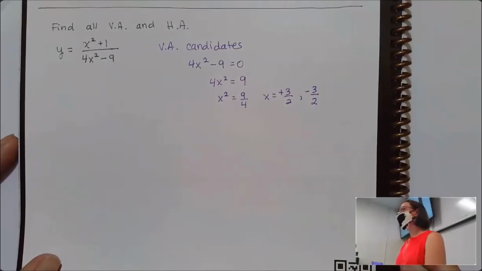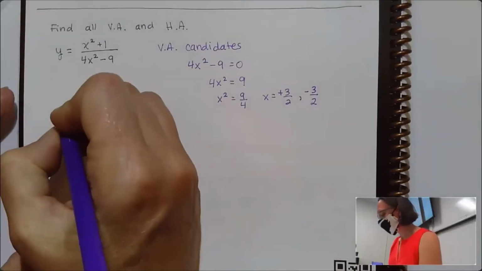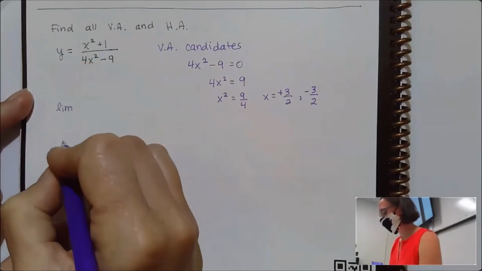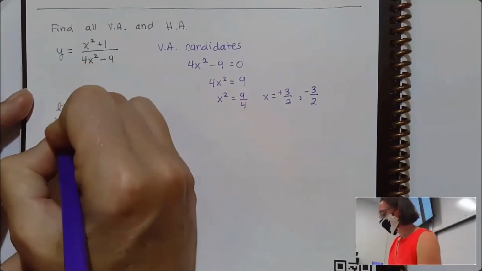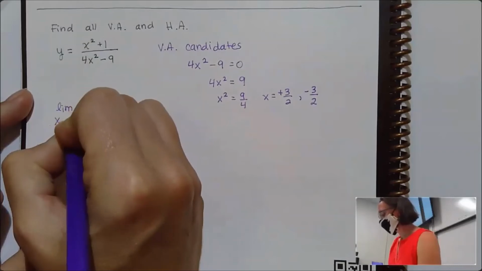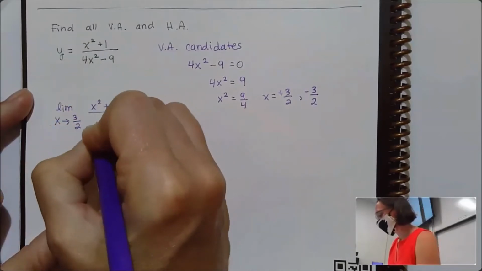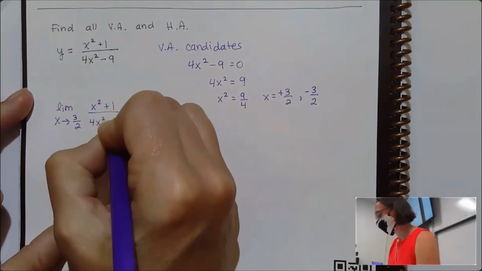If we get 0 over 0, we've got to do some algebra. It's probably not a vertical asymptote. But as long as we get a number over 0, it was a vertical asymptote. We can move on with our lives. So I'm going to check as x approaches 3/2, x squared plus 1 over 4x squared minus 9.